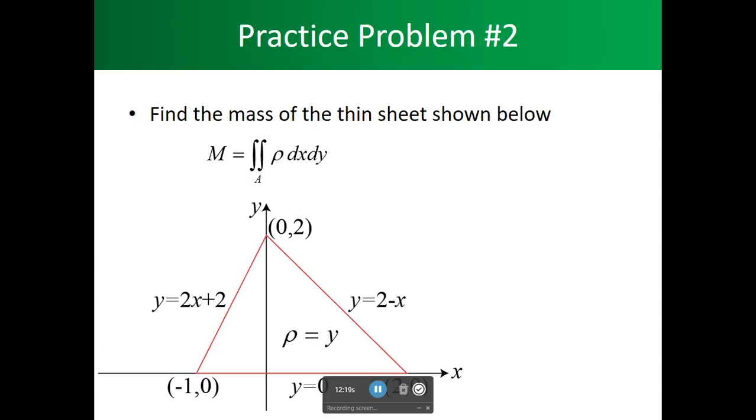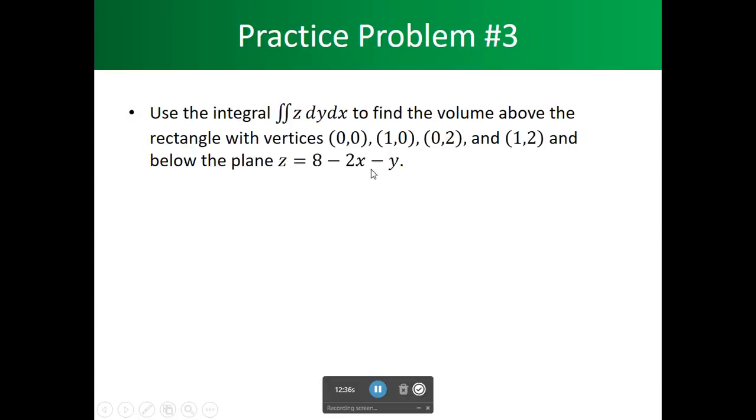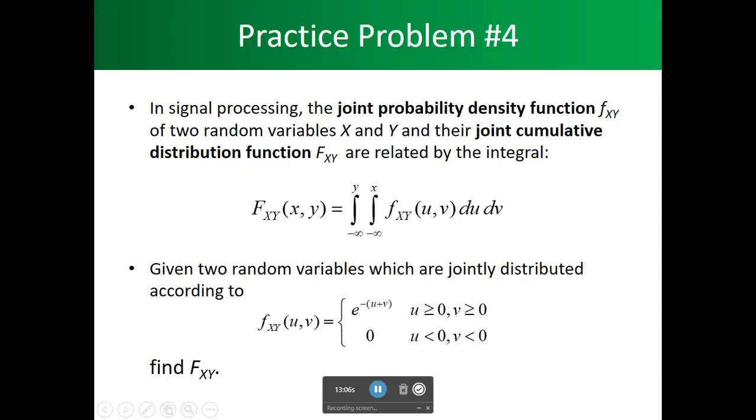So now that you know how to do all of these, we'll give you some practice problems, and we'll finish off the rest in class. So you have this one: find the mass of a thin sheet shown below. That should be simple enough for you. Use the integration, two derivatives of z dx, dy dx, to find the volume above the rectangle with vertexes at (0,0), (1,0), (0,2), and (1,2), and below the plane z = 8 - 2x - y. So let me give you a fourth problem, okay?